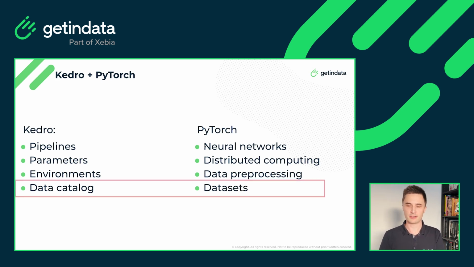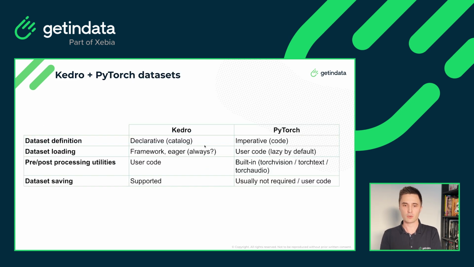And now, as you can see in here, we have a slight collision between those two frameworks because the abstraction of dataset on the Kedro side is slightly different than the abstraction of the dataset in PyTorch. However, after watching today's tutorial, you will know what the differences between those two are and how you can actually combine and leverage both of those abstractions in one project. So when it comes to the datasets themselves, let's compare them.